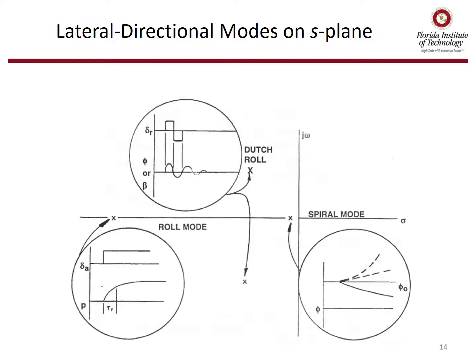On the S-plane, we can see where the modes would fall. Again, the Dutch roll mode is a complex pair, so it has a real part and imaginary part. The spiral mode is going to be close to the origin, and the roll mode is going to be on the real axis in the left half plane, but away from the origin.